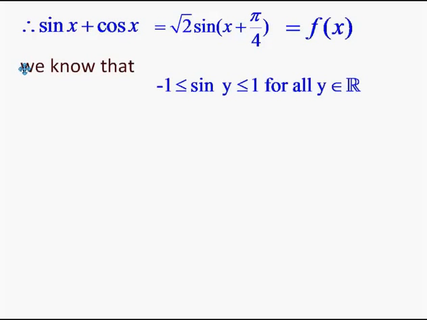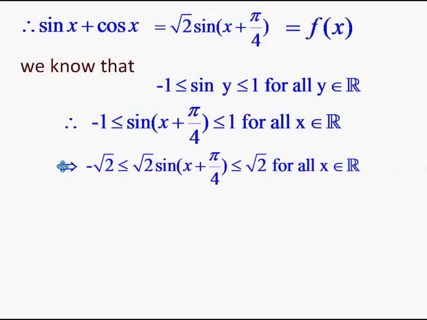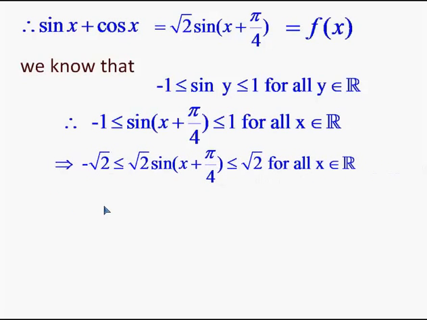Now, we know that sin y lies between negative 1 and positive 1 for all y belonging to the set of real numbers. Therefore, I want to replace this sin y by this sin of x plus pi by 4 here for all x belonging to the set of real numbers. Now in this function f of x, root 2 is multiplied with this expression. Therefore, let us multiply this inequality throughout by root 2. So, this will give us negative root 2 less than or equal to root 2 times sin of x plus pi by 4 less than or equal to root 2 for all x belonging to R.